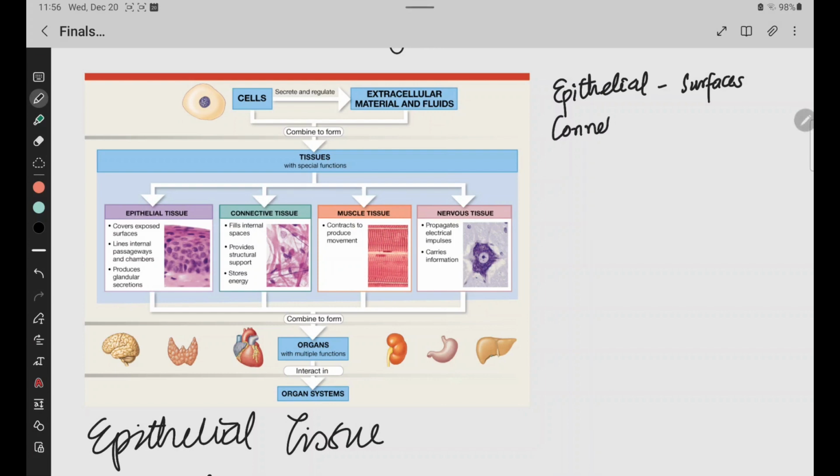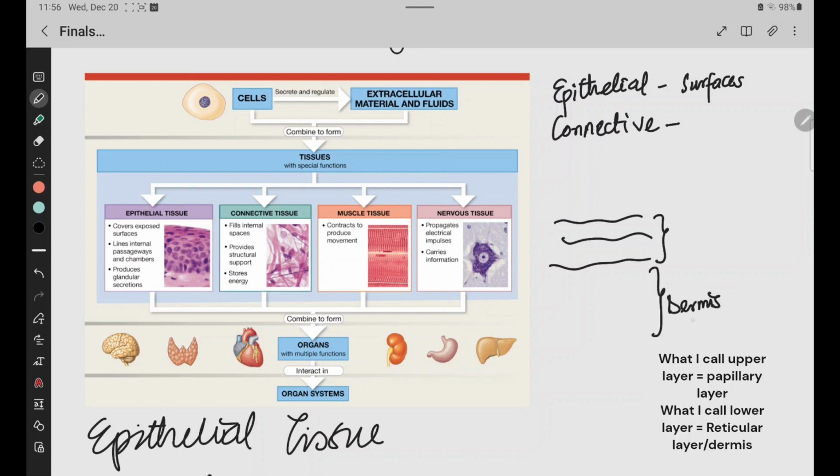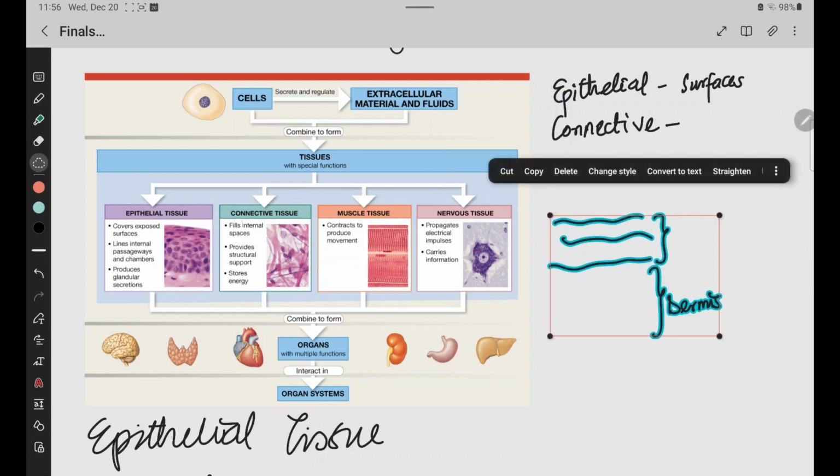Connective is the tissue, like in the reticular layer of your skin, because you know the skin is made up of different strata, and then you have the upper layer, and then you have the dermis, the lower layer, the reticular layer. So in this lower layer, connective tissue connects the epithelial tissue to actual structures in the body.